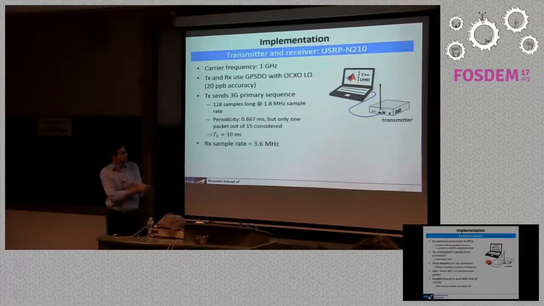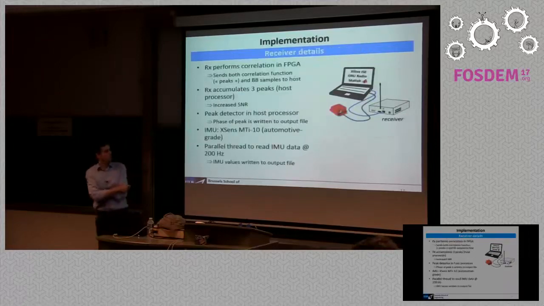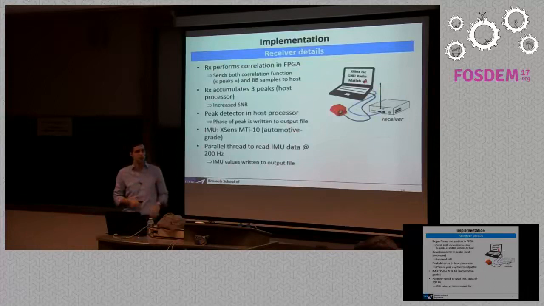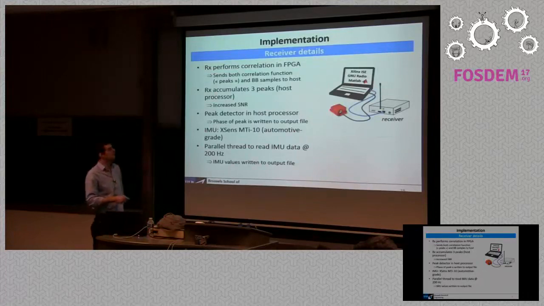The receiver oversamples by a factor of 2, and we do part of the processing of the receiver in the USRP FPGA. So we just do the correlation in the FPGA to offload some of the more heavy processing. We could have just saved everything in a batch and processed offline, but you know, this is much more fun to do.